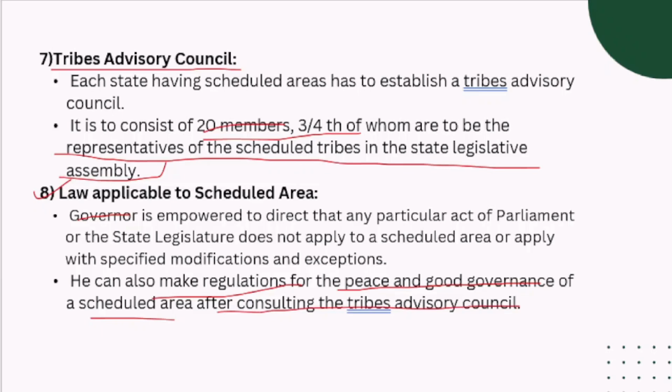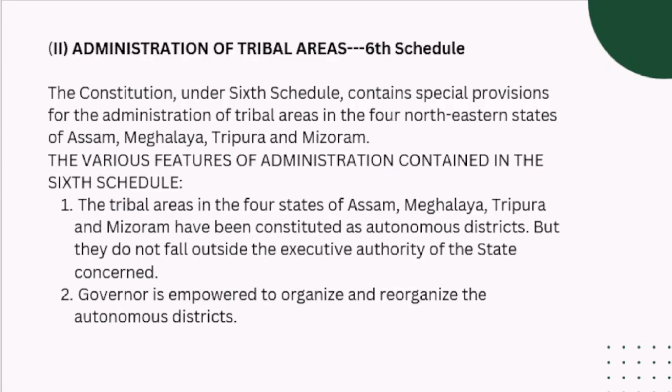Now, directly let's come to the sixth schedule that deals with the tribal areas. The sixth schedule applies to the North Indian states, which are Assam, Meghalaya, Tripura, and Mizoram, providing these states with more autonomy than the fifth schedule. It focuses on empowering the tribal communities to govern themselves. So what are the key points?